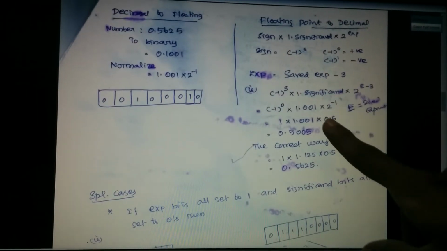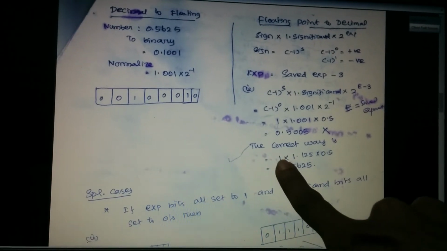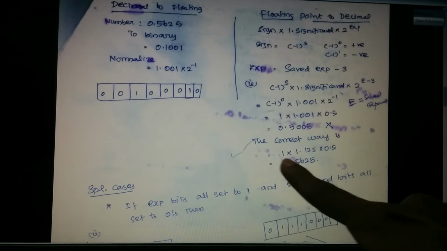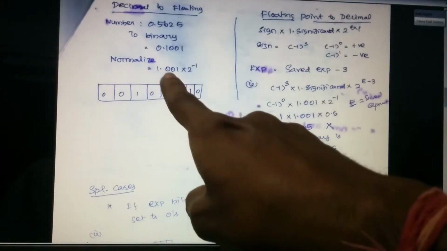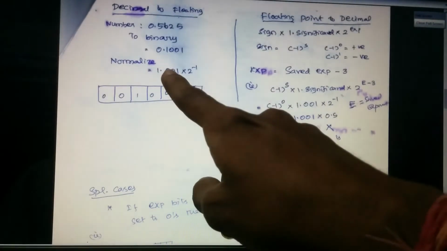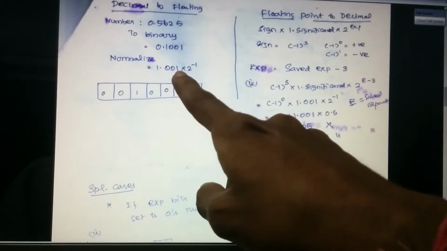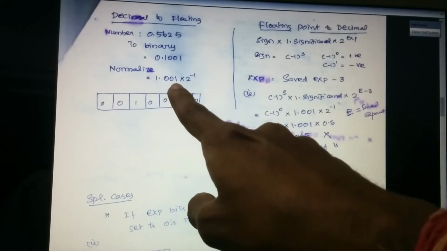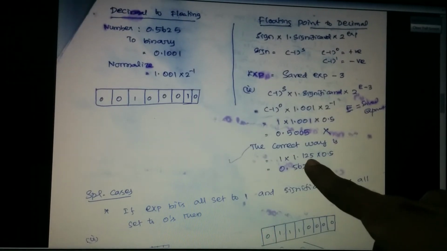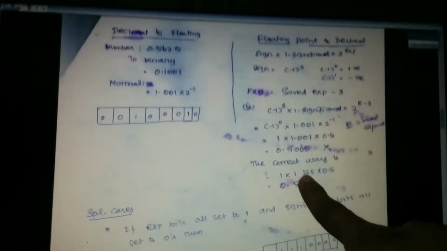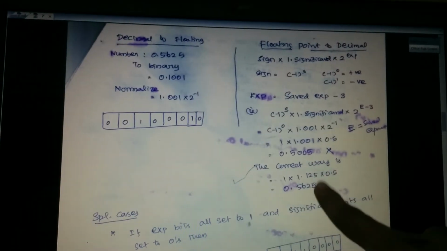So doing it by this method is wrong. Here we have represented the correct way. (-1) to the power 0 becomes 1, times 1 dot significant. While calculating the significant, we do not take the digits directly. The first place is 2 to the power -1, the next one is 2 to the power -2, and the next one is 2 to the power -3, and here we have a 1, so it becomes 2 to the power -3, which is 0.125. So in place of the significant, we have to calculate the value and place it here, times 0.25, which is exactly the answer. So this is the correct way of doing it.